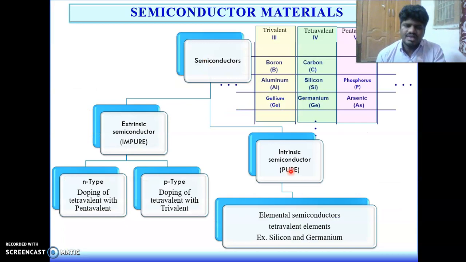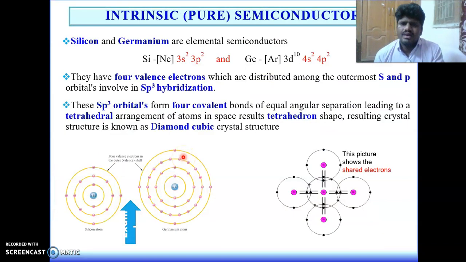Now we are moving to the next topic, semiconductors. We can classify semiconductors as extrinsic and intrinsic semiconductors based on their purity. Most of the fourth group elements in the periodic table are intrinsic semiconductors. Whenever you dope these fourth group elements with third group or fifth group elements, we get p-type and n-type semiconductors. Next, intrinsic or pure semiconductors. Examples we already mentioned: silicon and germanium.